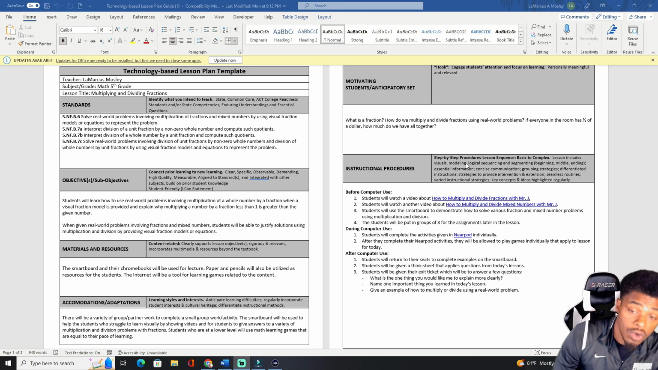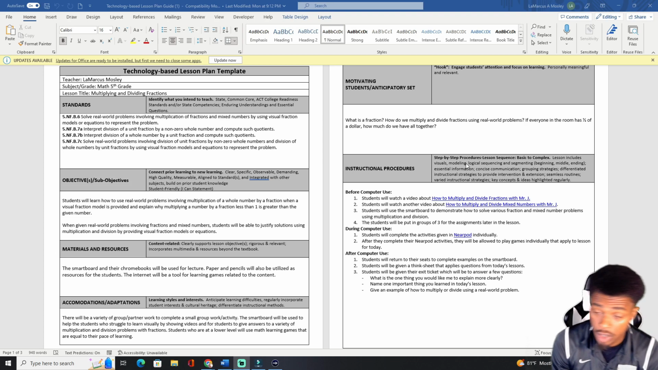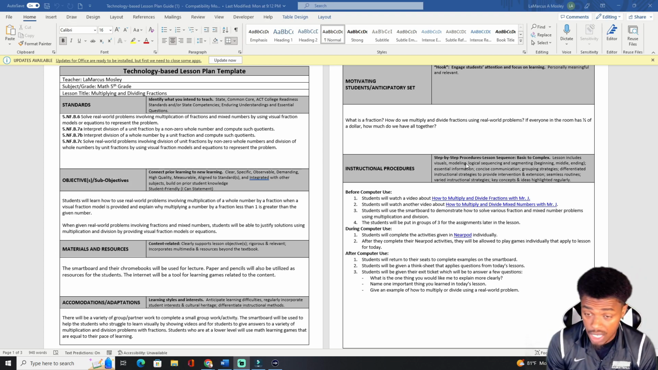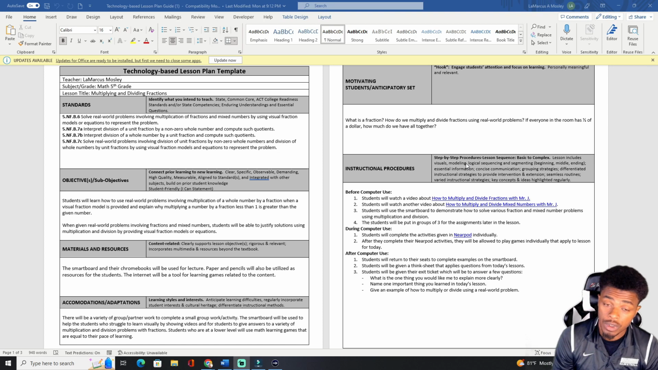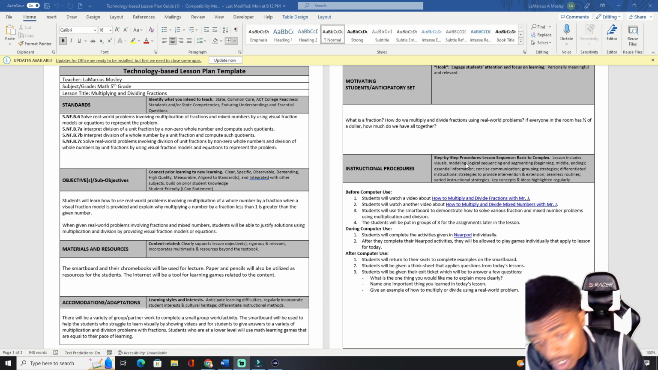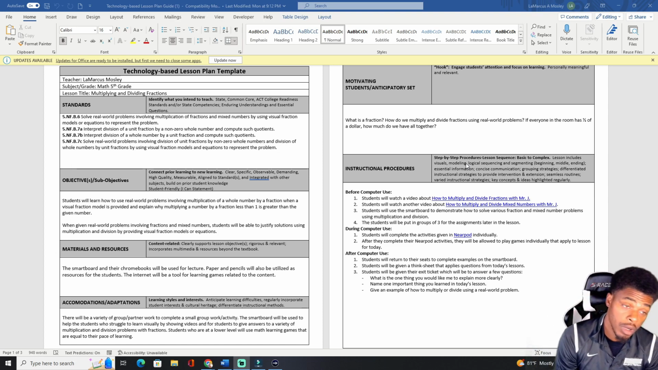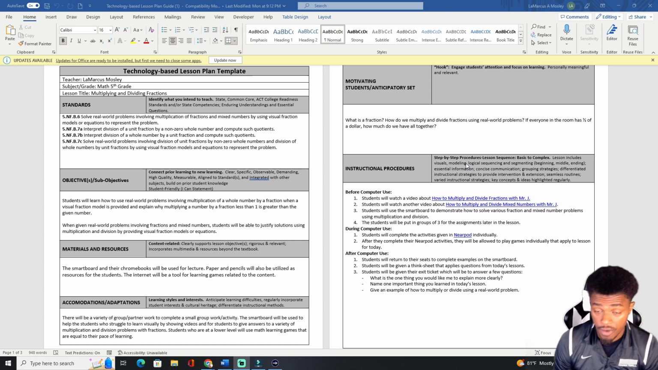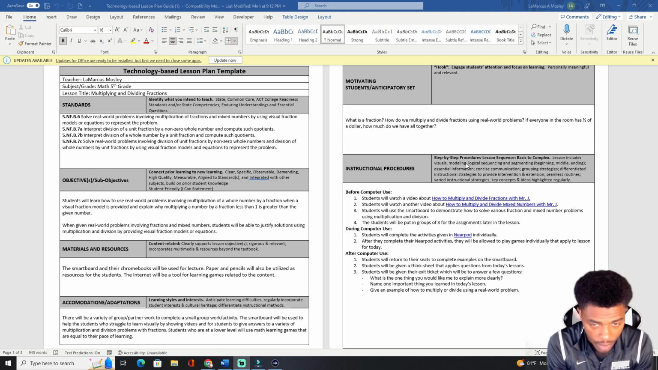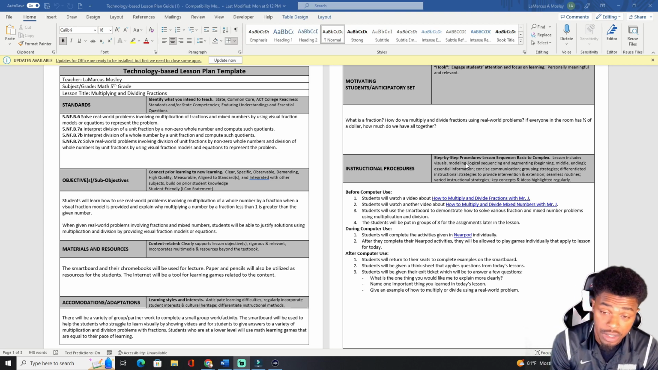So, all right. Once I divide you into your groups of 3, you will then complete the activities given in Nearpod, which are quizzes and some matching games, which should be a lot of fun with you guys. You guys all have to work together. Nobody gets left out. All right. After you complete your Nearpod activities, you're more than welcome to work and play games individually that apply to today's lesson, which is how to multiply and divide fractions and mixed numbers. All right. Excuse me. I don't want you guys on anything else but that.